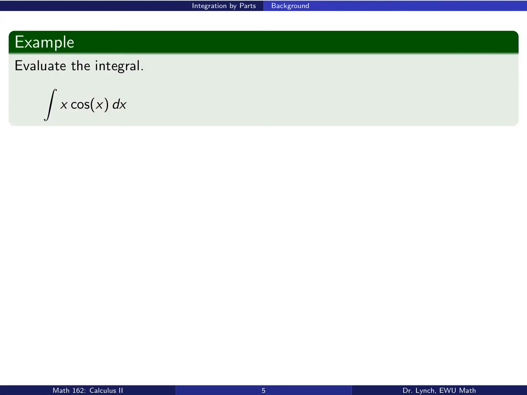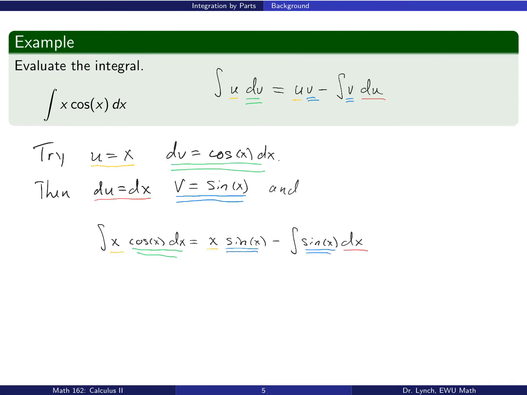Okay, here is an example, the motivating example. So I'll go ahead and rewrite the integration by parts formula here and choose u and dv accordingly. So here's u and dv, computing du and v. We can see that the integral of x cosine x ought to be x sine x minus the integral of sine x. Now this new integral we have on the right side has made our life better. The integral of x times cosine x is worse than the integral of sine x, and in fact we know how to find an antiderivative in this case.